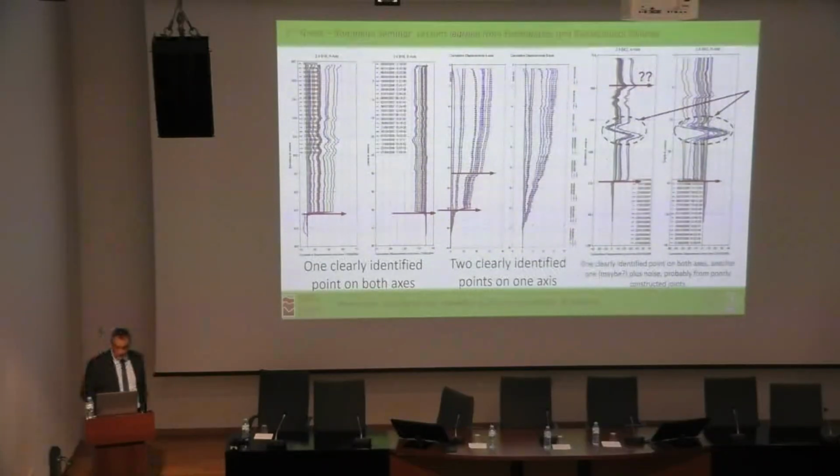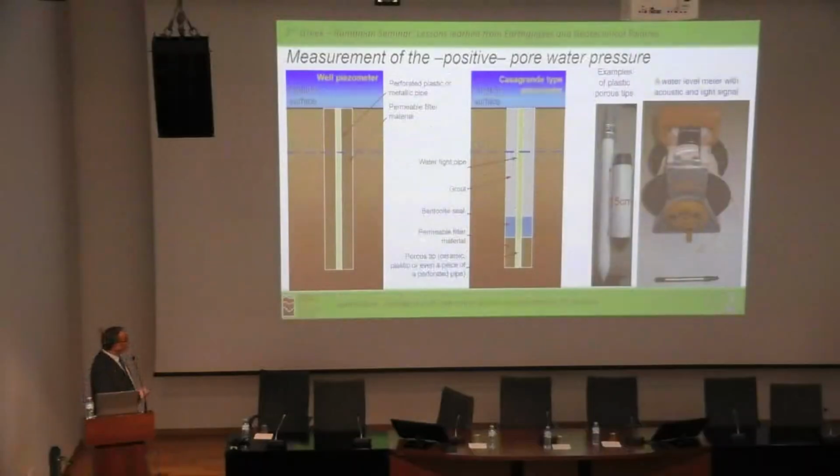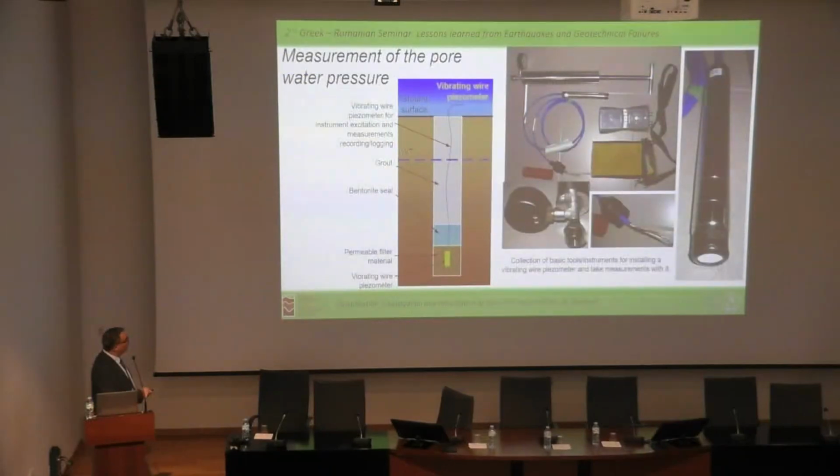Use lots of instrumentation for pore water pressure that may be simple well piezometers or more complicated piezometers with Casagrande type tips to measure pressures at specific locations, which, if we are interested in continuous logging and also very fast response, we can also substitute them for vibrating wire piezometers that we would locate at specific depths.